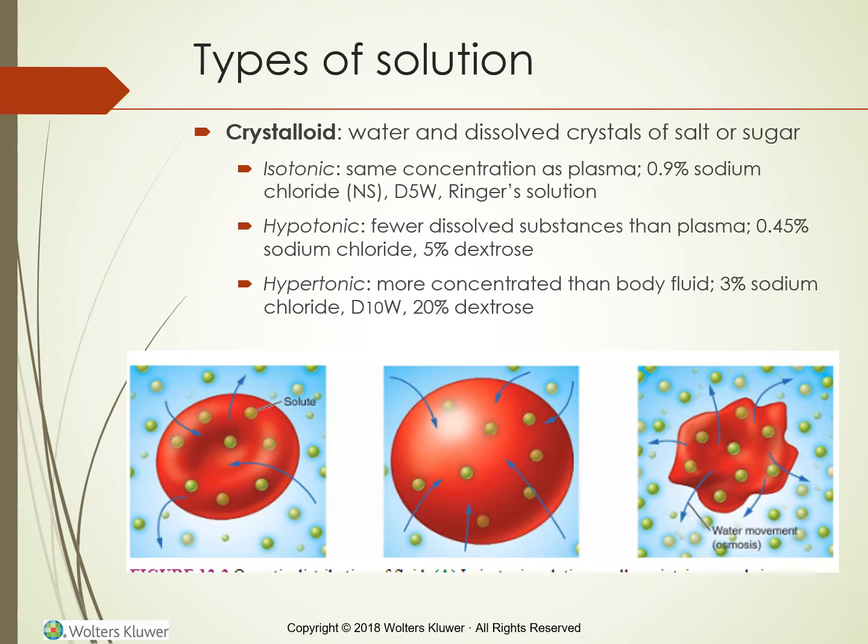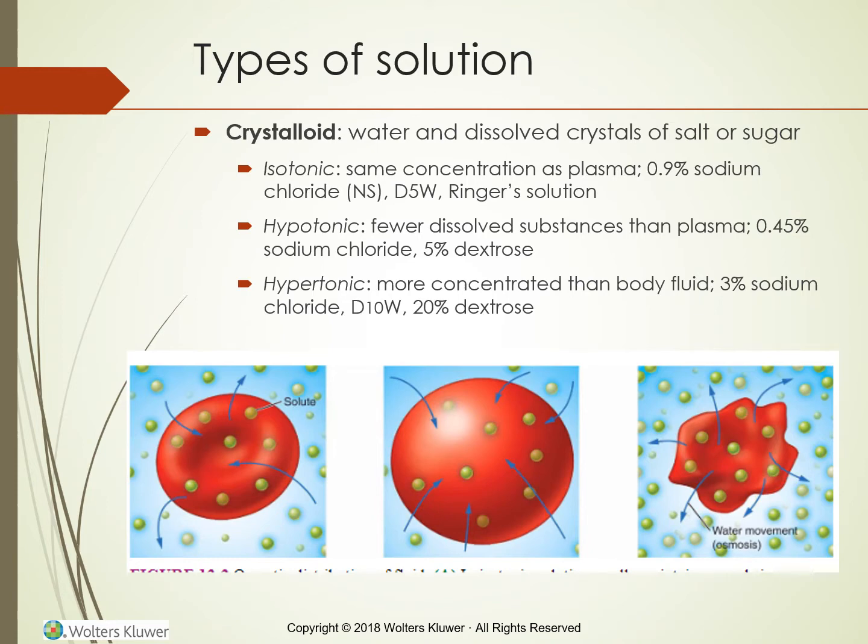A hypotonic solution contains fewer dissolved substances compared with plasma. Hypotonic solutions effectively rehydrate clients experiencing fluid deficits. So they are administered to clients experiencing fluid losses in excess of fluid intake, such as those who have diarrhea or are vomiting.